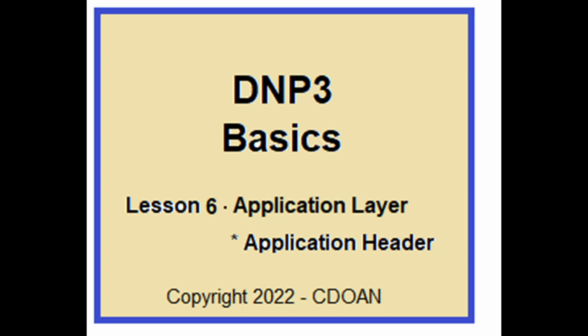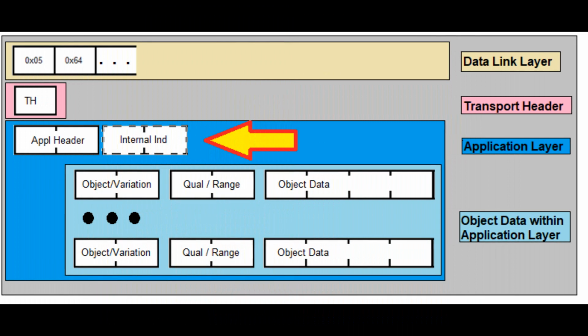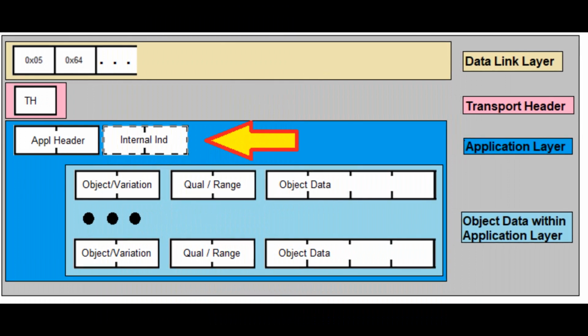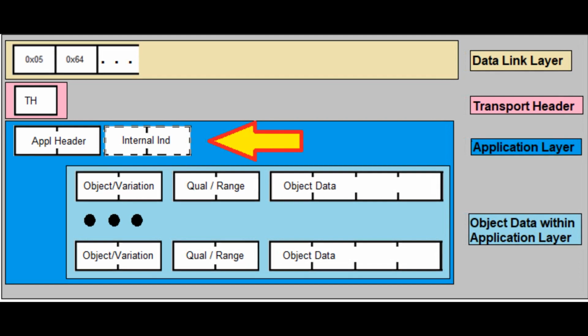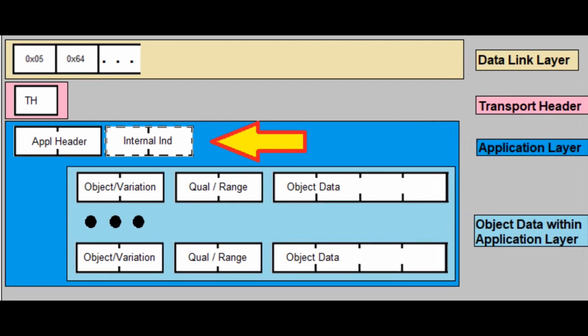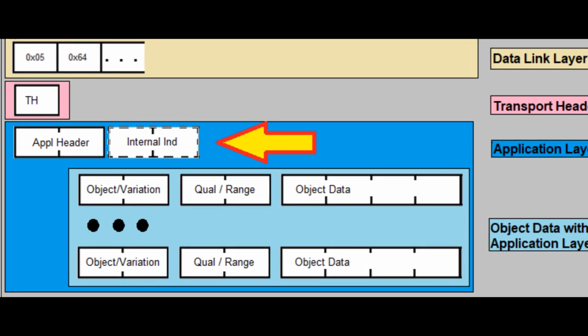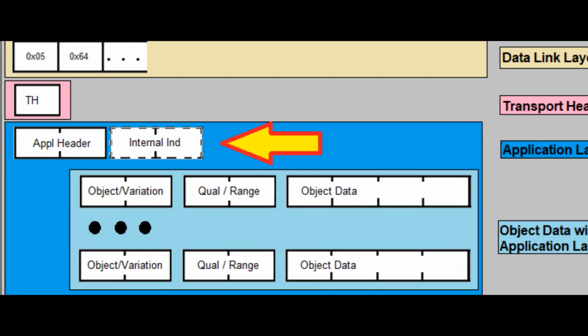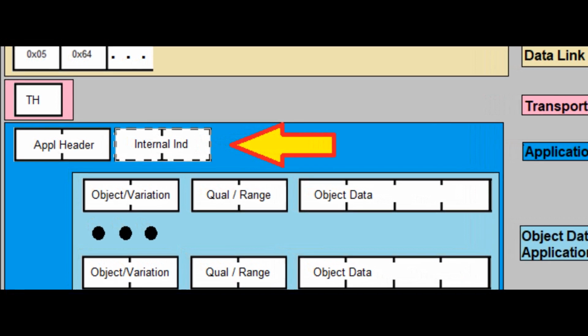DNP3 Basics, Lesson 6, Application Layer, Application Header. Everything you learned so far has one purpose: to send application data between a master and outstation. The first 5 lessons covered the other parts of DNP3 protocol. The last 7 lessons cover the application layer.